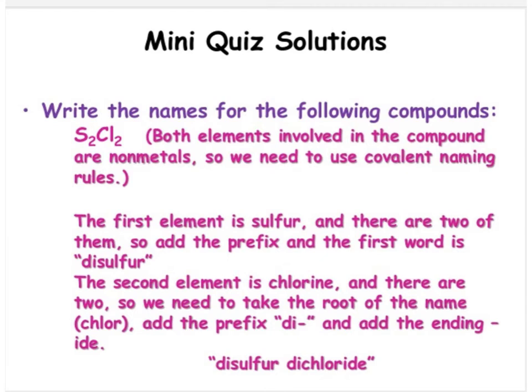Mini quiz number 2, S2Cl2. Both elements involved in the compound are nonmetals, so we need to use the covalent naming rules. The first element is sulfur, and there are two of them, so add the prefix, and the first word is disulfur. The second element is chlorine, and there are two, so we need to take the root of the name, chlor, and add the prefix di, and then add the ending IDE. Disulfur dichloride, S2Cl2.